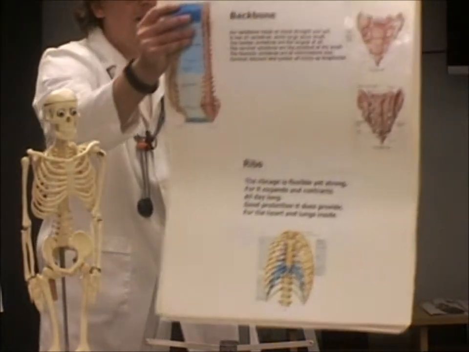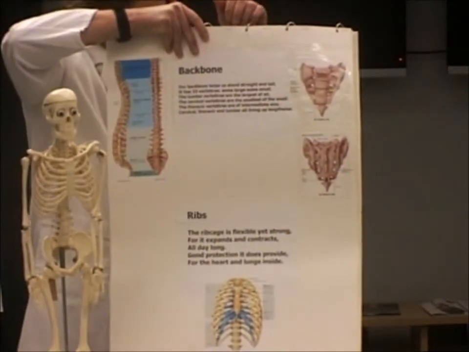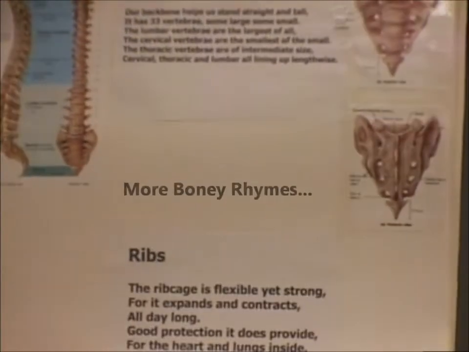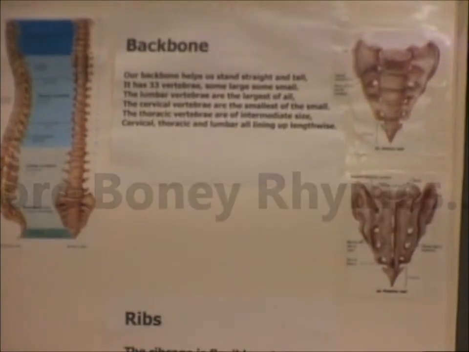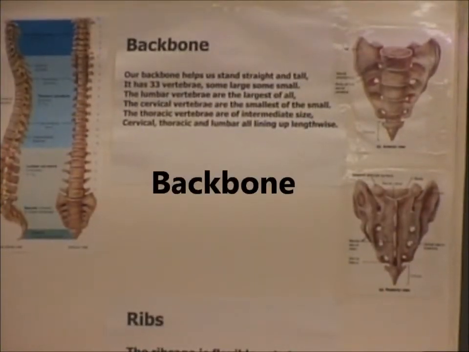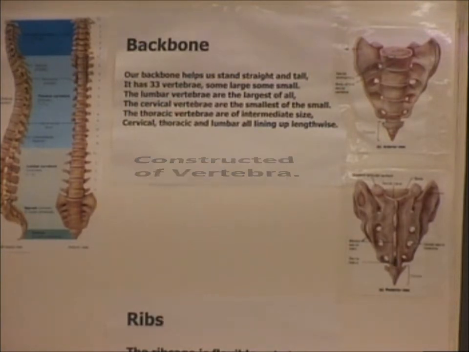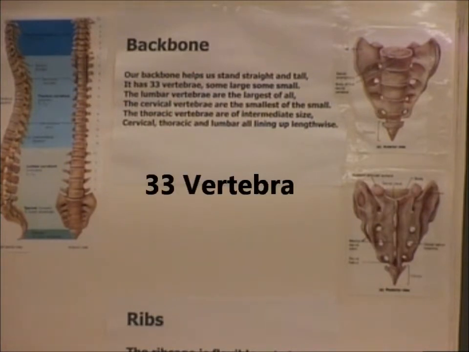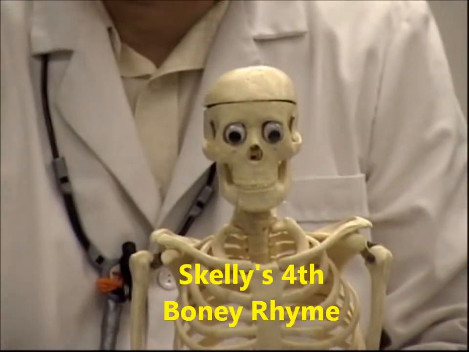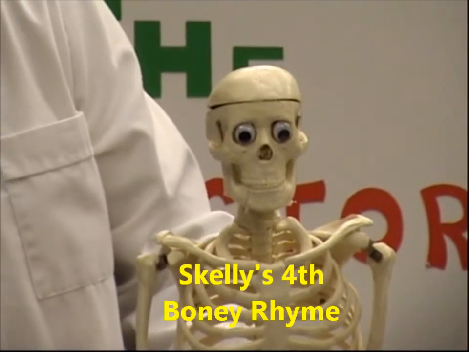Maybe these rhymes have magically improved, I don't know. Let's find out. All right, so where are we? Oh, the backbone. Good to have a backbone, all right? The backbone is constructed of vertebrae, plenty of them, by the way. I think there are about 33 or so. Skelly, would you like to tell us your rhyme about the backbone?